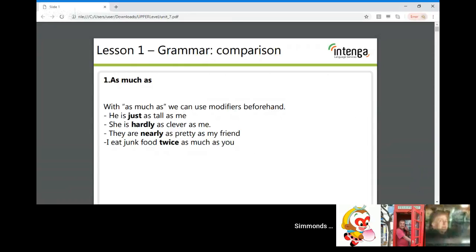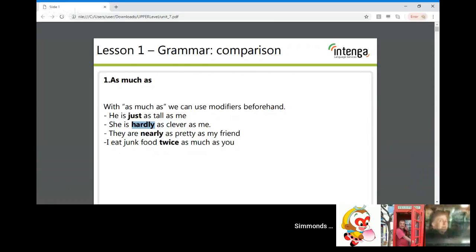Hardly is equal to very. Hey, you're jumping. Okay. Oh, okay, okay. So, sentence number 1 is done. If no more questions. So, she is hardly as clever as me. Again, just to repeat, you see the subject, the verb to be, as, adjective, as, and then another person. Okay? So, without hardly, both of you are equally intelligent. Okay, let's say.